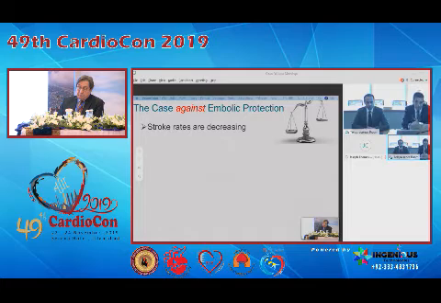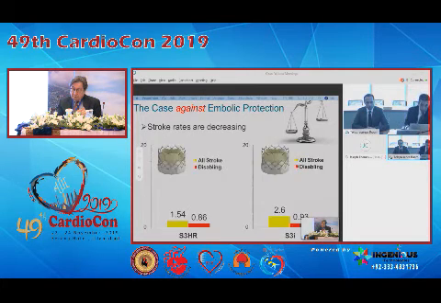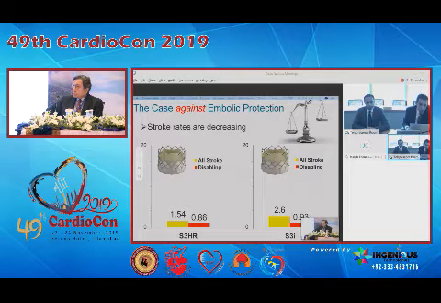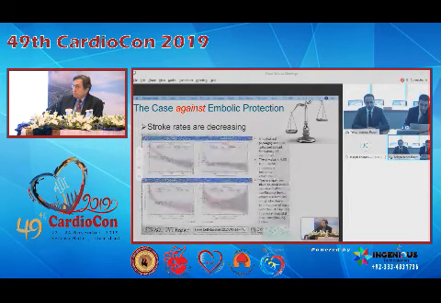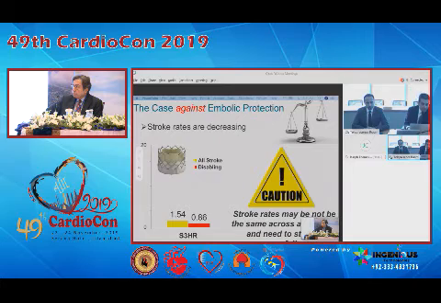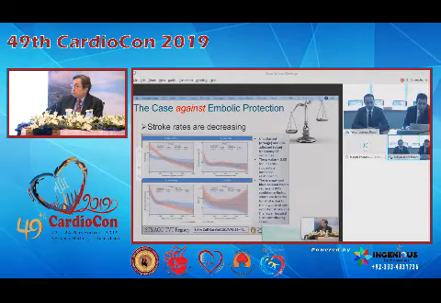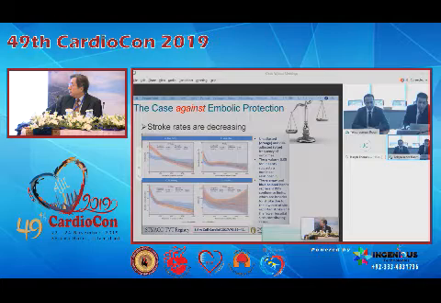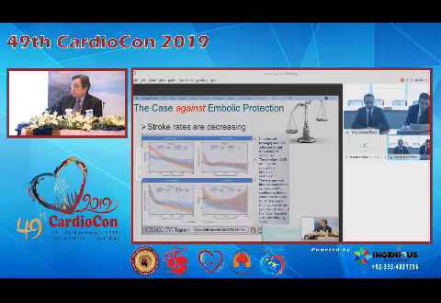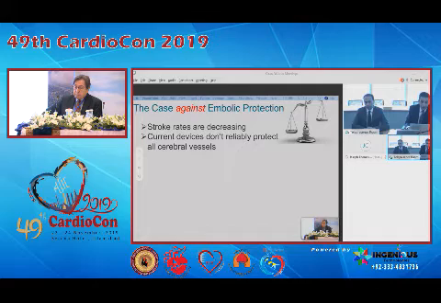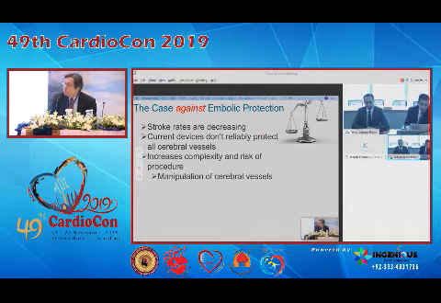So what's the case against this? Why not routine use? Well, number one, stroke rates are decreasing. We saw modern-era strokes from the SAPIEN data showing that disabling stroke rates are less than 1%, and all strokes are in the 2% or less range. And the stroke rates may not be the same across all the devices, so that's important to evaluate. Stroke rates are decreasing, but it's independent of experience and operator volume. So even in very experienced hands, the stroke rates persist, as compared to other complications that decrease with increased experience. The current devices don't reliably protect all the cerebral vessels.